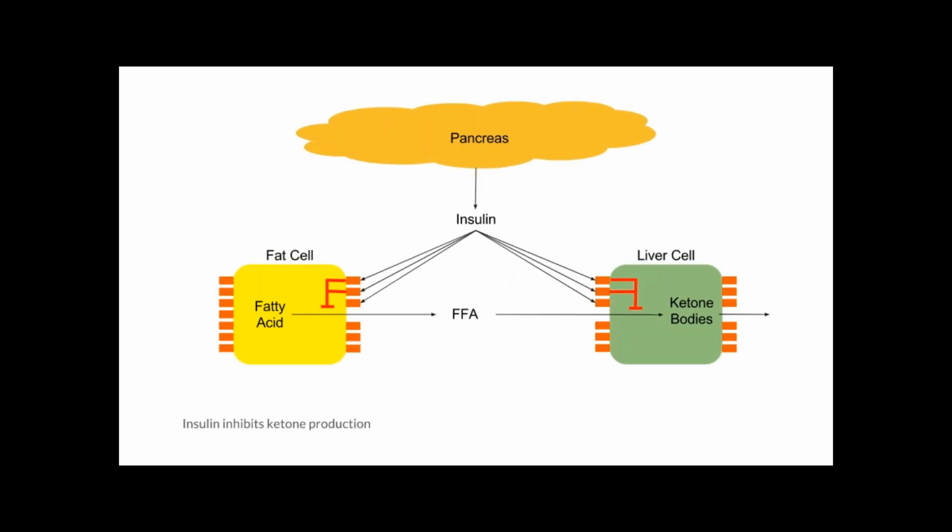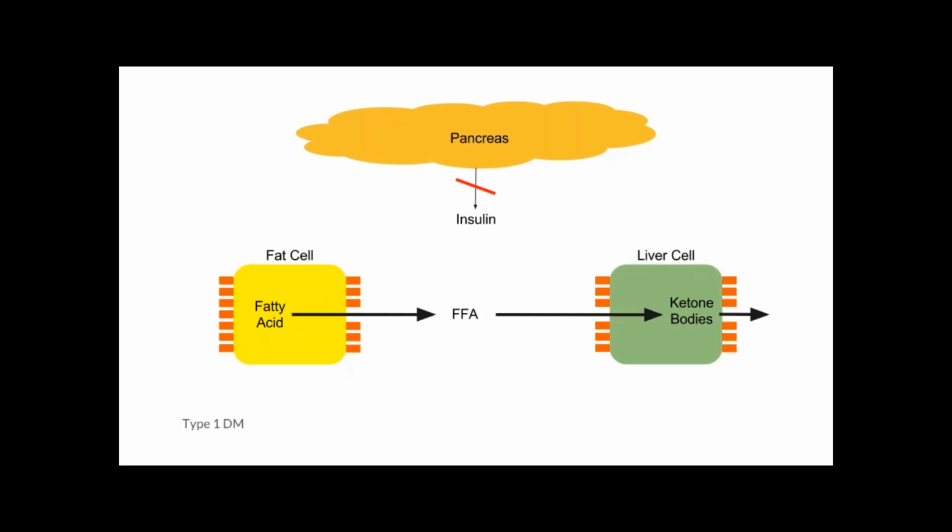So, a little crappy diagram that I made. Your pancreas makes insulin, and insulin goes to its receptors, and it blocks breakdown of fat into free fatty acids, and it also blocks production of ketone bodies in the liver. Okay. So this is you and me, right? This is a healthy patient.